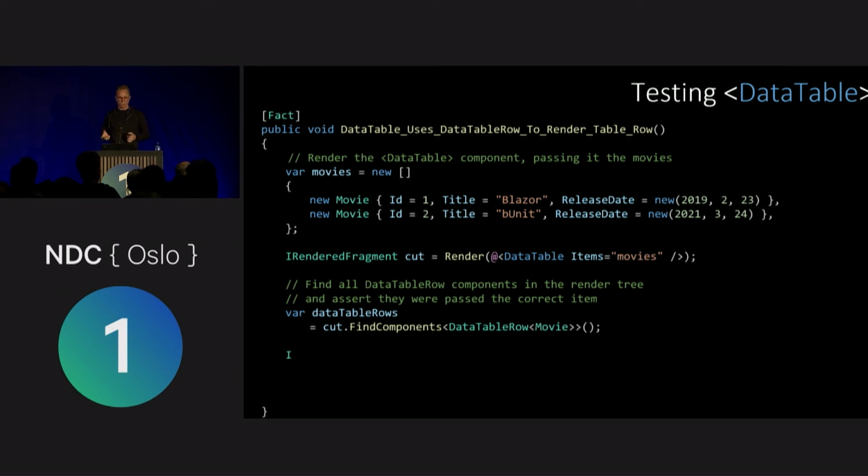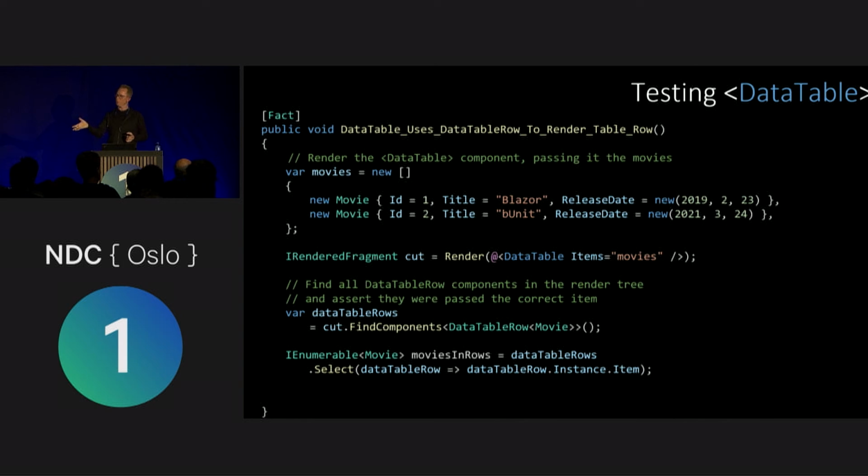And once we have those, we can go into those and say, give me the items, the movies that you were passed when you were being rendered. It's a bit convoluted, I admit, but yeah. So the end result is that we have a list of movies that were passed to each data table row in the same order they were passed to them. And now our assertion is, well, the movies we found in our rows, in our component tree, they should match the original movies that we passed into the data table.